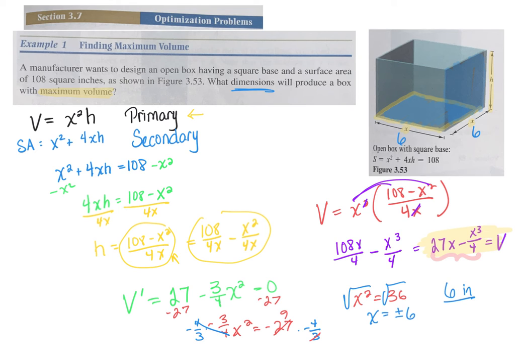How then do I solve for H? Plug in 6 to the H equation. I have to actually plug it back into my secondary equation. It's the only one that will give me an answer to solve for. It's the only one that has an answer to begin with, right? My primary equation has no answer. It just is an equation, a function, right? So I have to go back to my secondary equation and plug in my 6. So I'm going to say 6 squared plus 4 times 6 times H should equal 108.